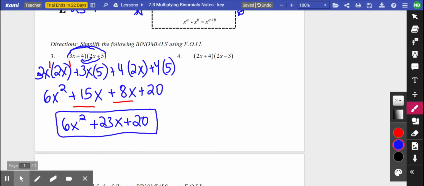And as we recall, I can't combine anything else because this is an x squared, this term is an x, and this one is just a number or a constant, 20.